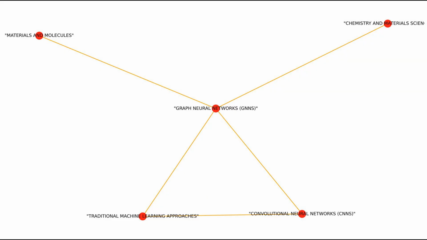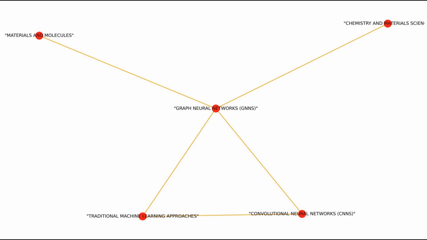So GNNs are like a special kind of tool that helps us understand and predict things about materials and molecules by looking at them as networks. Imagine a spider web where each point is a little dot, like an atom, connected by strings, like bonds. So GNNs can take these webs and analyze them to find out how the dots and strings interact, which is really important in chemistry and materials science.